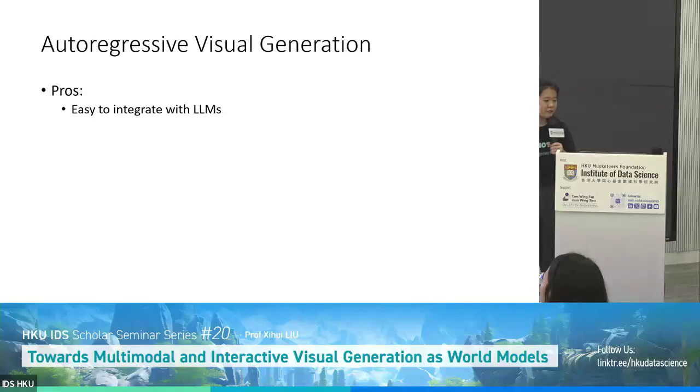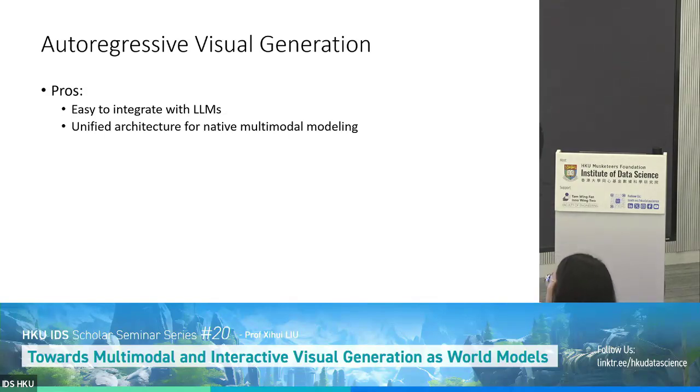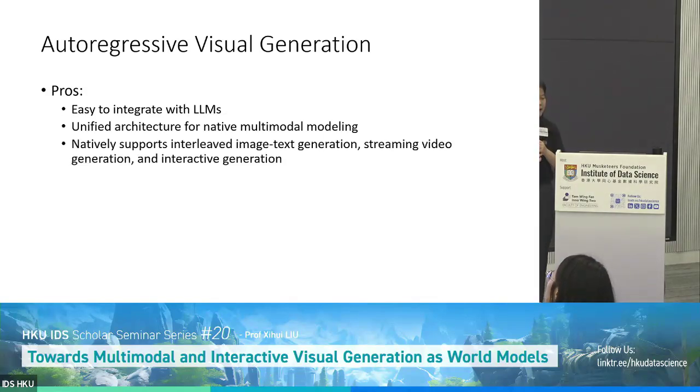So we think autoregressive visual generation has several advantages. Firstly, it is easy to integrate with LMs. And because of this, it can be a unified architecture for native multimodal modeling. And lastly, it natively supports interleaved image-text generation, streaming video generation, and interactive generation. So this is why we think it is a promising approach for future world models.